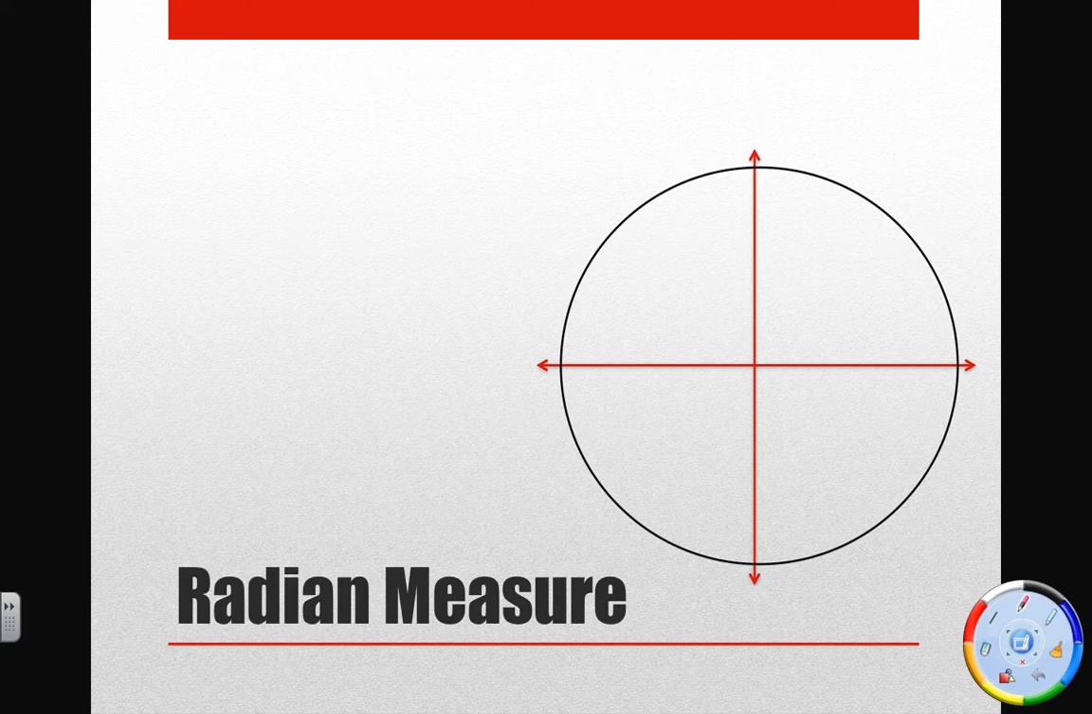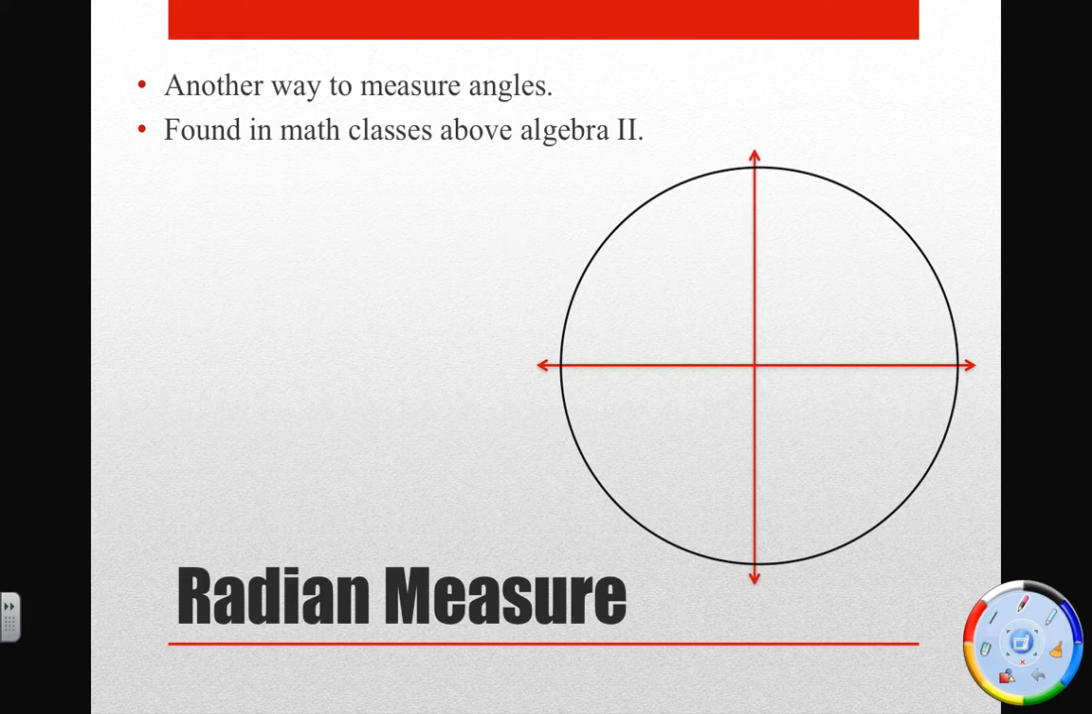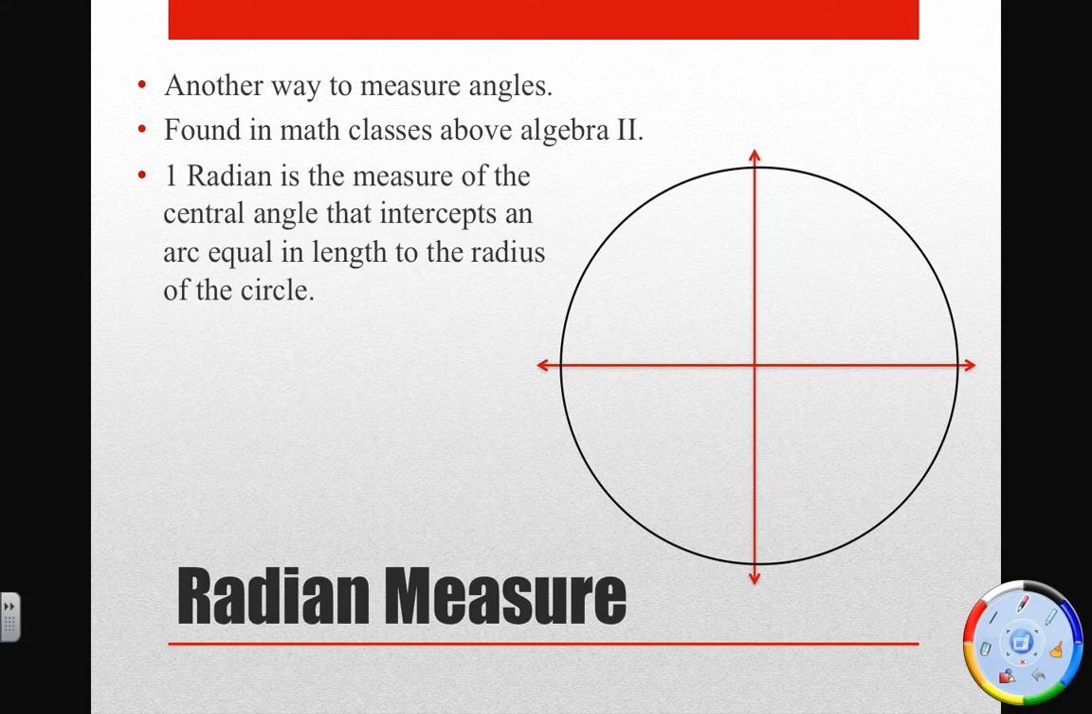So this is the new thing for us, something so new you've never even heard of it for the most part. So in higher level mathematics, this is another way to measure angles, and it's most commonly used in classes above Algebra 2. And since you're in a class above Algebra 2, it's time that we start using them. Okay, so here's the basic definition of a radian measure.